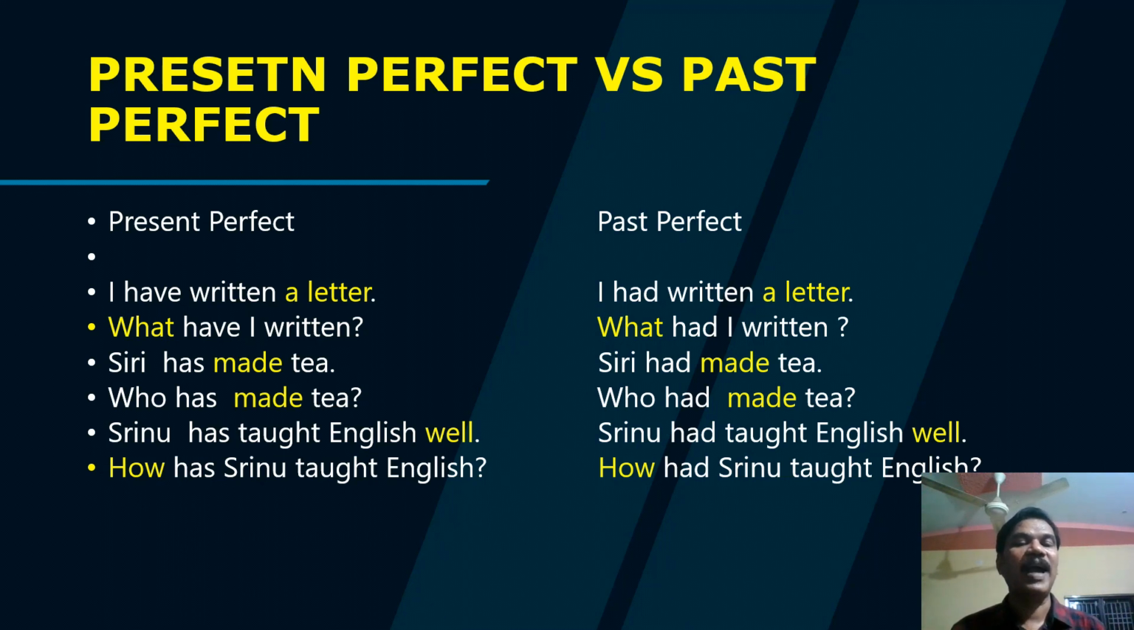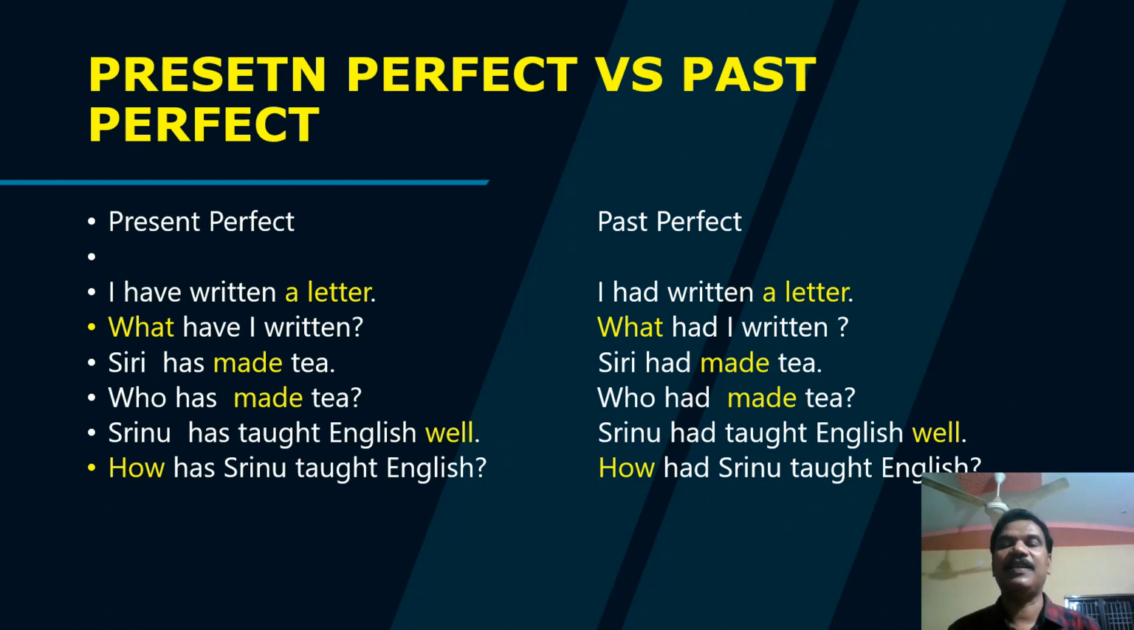Siri has made tea. Who has made tea? Siri. Srinu has taught English well. Well is underlined, so manner. How has Srinu taught English? So half of the sentence, half of the answer is the question, half of the question is the answer. So you don't need to search for the answer anywhere. It is there. If you know the technique of changing question into answer, answer into question, you can do well. Okay, next.